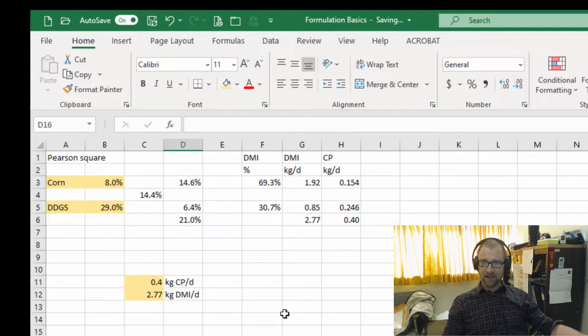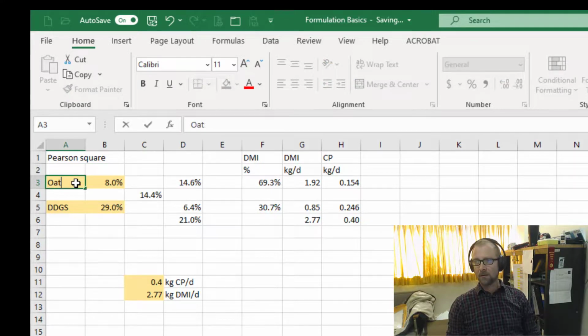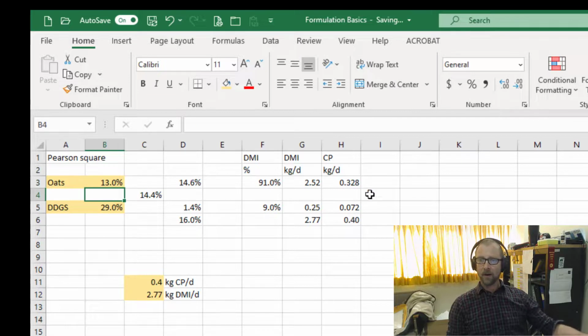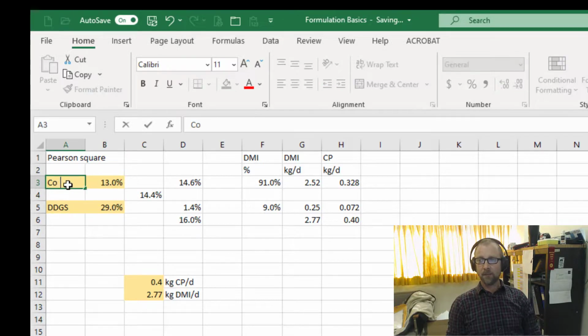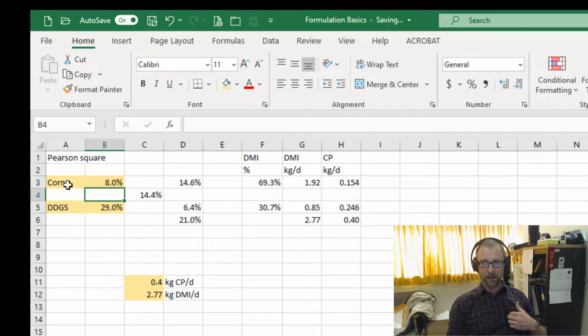Everything else is calculated. And so let's say I decide I want to go with oats. All right, I'm going to go 13% crude protein in those oats, and it automatically does all the calculation I need. It says actually I need 91% oats and 9% distillers, and so there I'm still hitting that same target that I wanted to target before. Okay, so I can change this easily, and all the other numbers automatically calculate in there. Okay, so that's the fundamentals. That's the Pearson Square, the very, very simple fundamental way of doing a formulation.